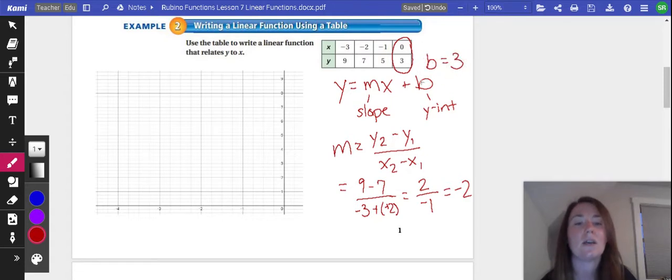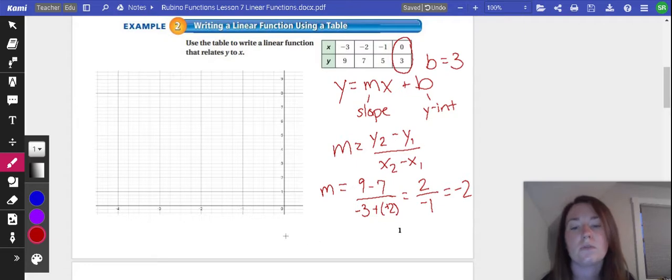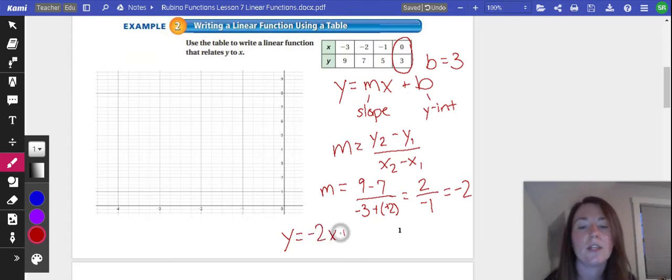So my y-intercept is 3. Now that I know what both m and b are equal to, I am going to just plug them into my slope-intercept form equation. So y equals negative 2x plus 3.